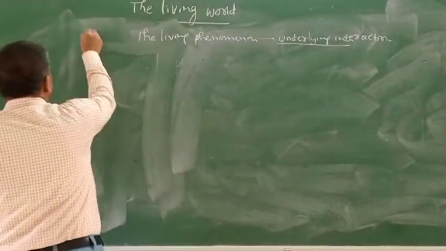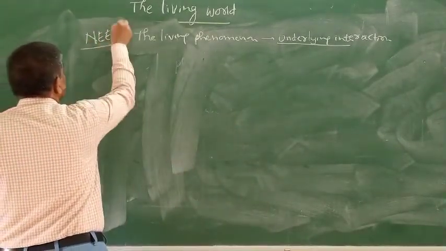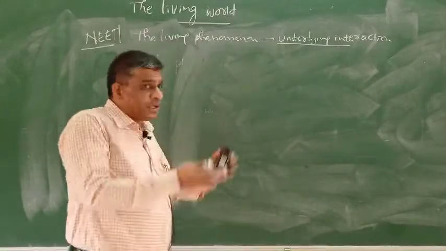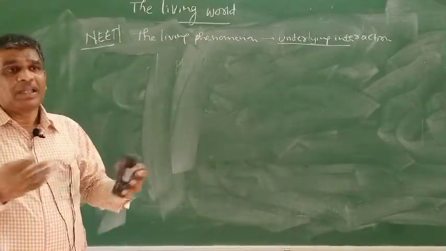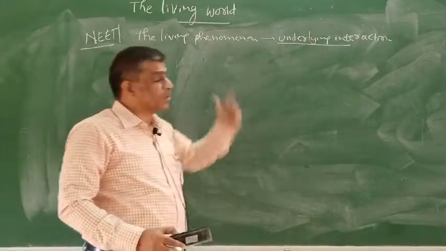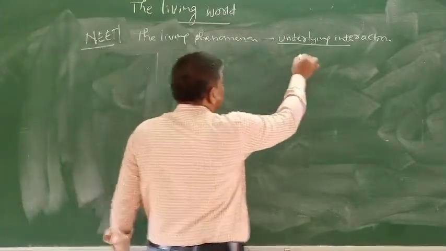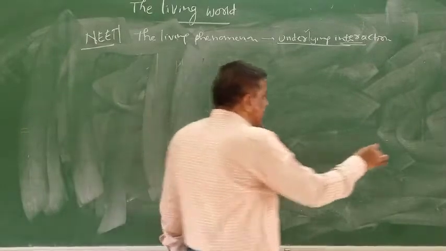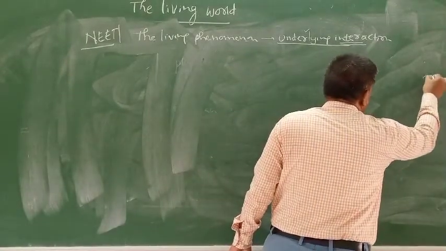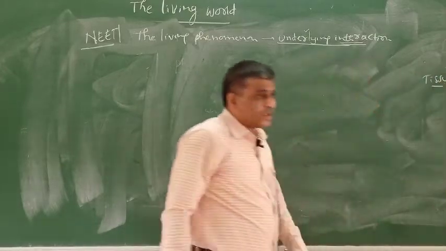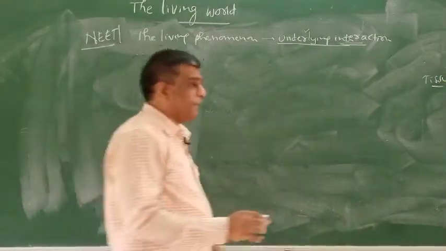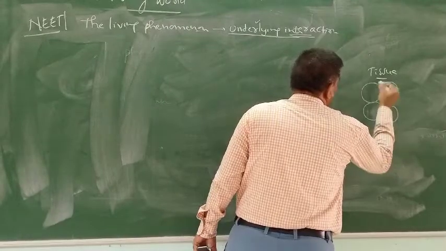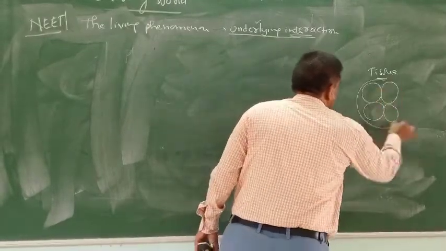This concept is very, very important from the NEET point of view. If you do not understand this, whatever we have learnt just now all becomes waste. So please, children, you should understand these things. Now, the meaning of this underlying interaction is very, very important. Let us take an example of tissue. What is tissue? Tissue is a group of similar or dissimilar cells performing one complete function. Tissue is a group of cells, just simply you can understand.